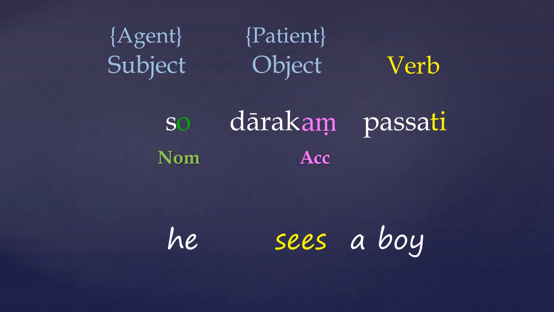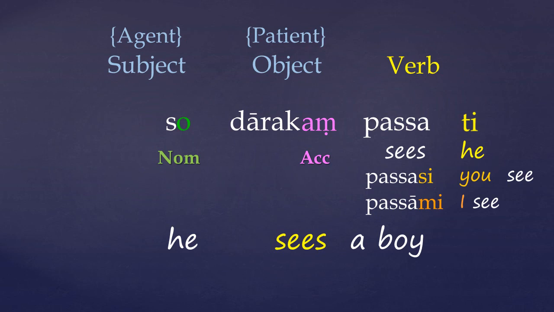So now we have, he sees a boy. But because Pali is highly inflectional, the subject pronoun is actually redundant, as this idea is already expressed by the inflection of the verb. The third person ending, the T of passati, means he sees. Likewise, passasi is you see, and passami is I see.